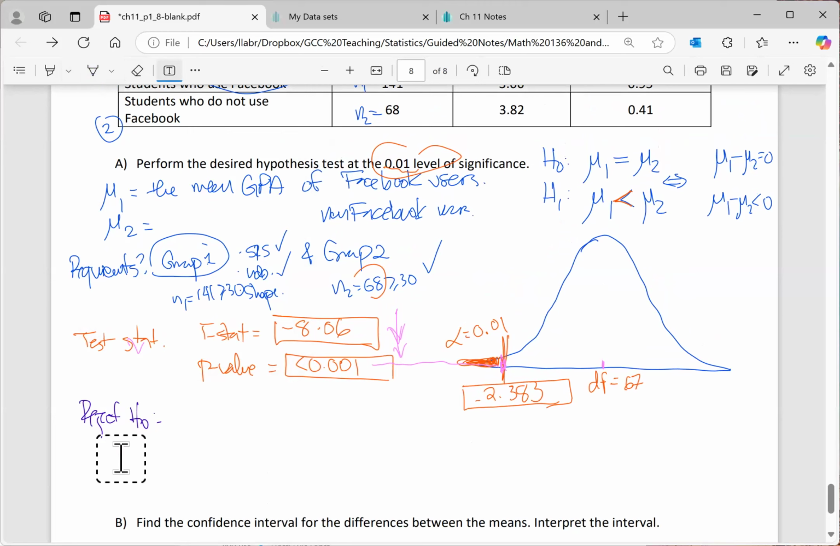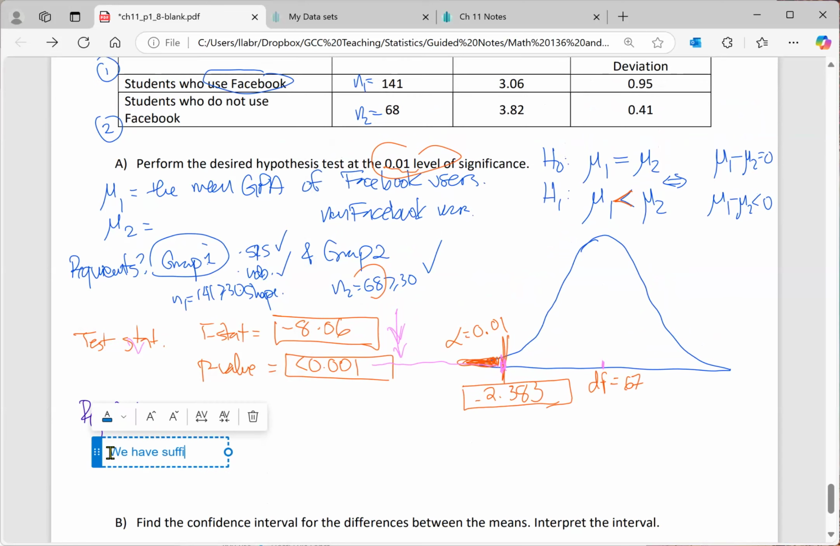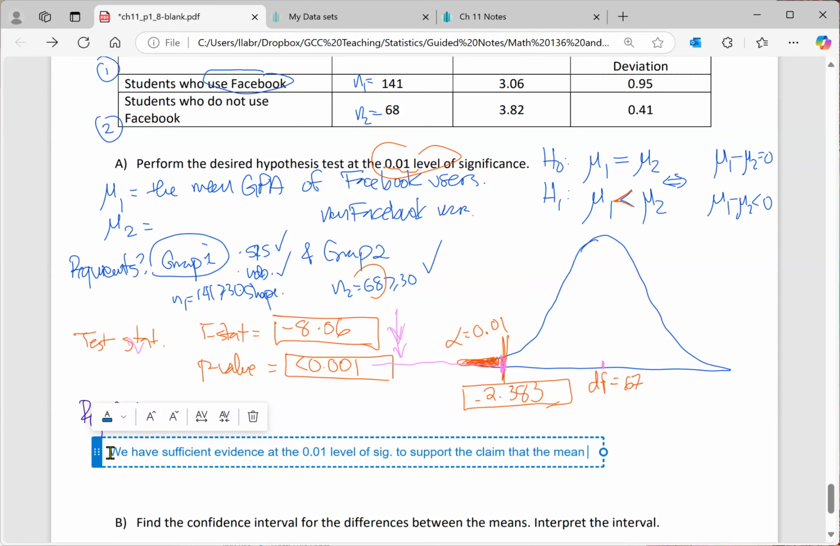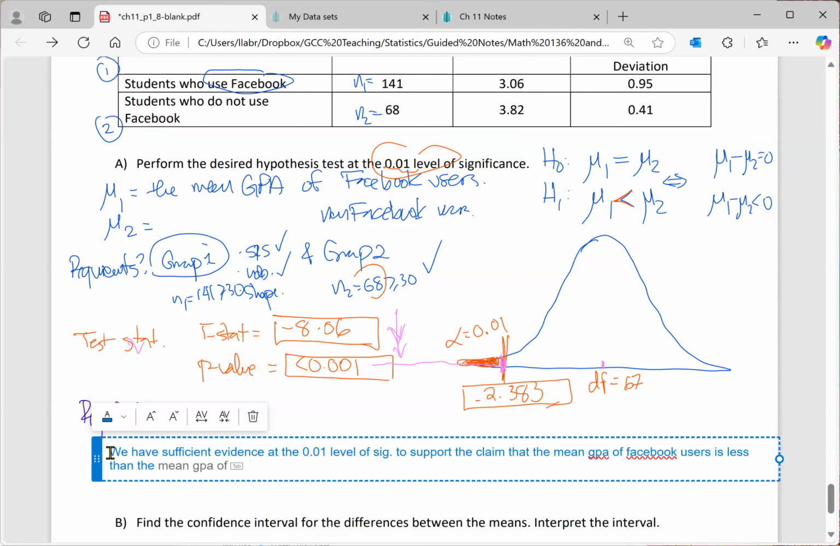So remember, our interpretation will be that we have sufficient evidence at the 0.1, actually 0.01, so 1% level of significance, to support the claim that the mean GPA, so mu1, that was the mean GPA of Facebook users, is less than the mean GPA of non-Facebook users. And that is our conclusion.